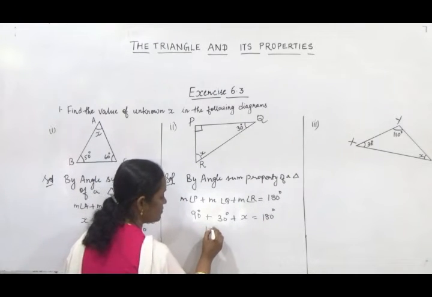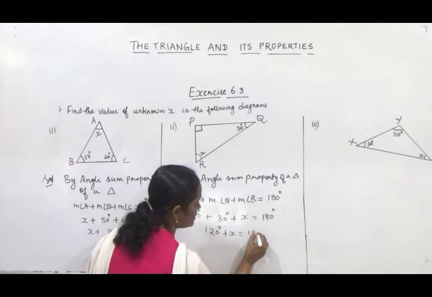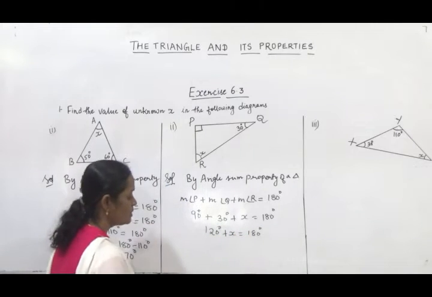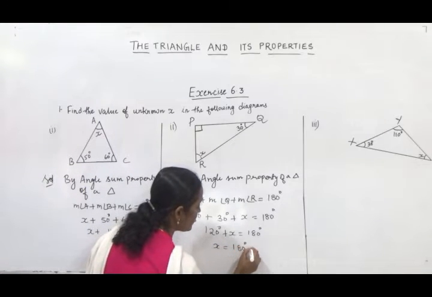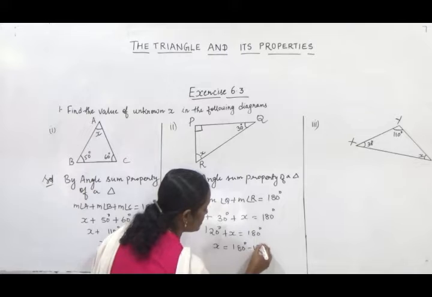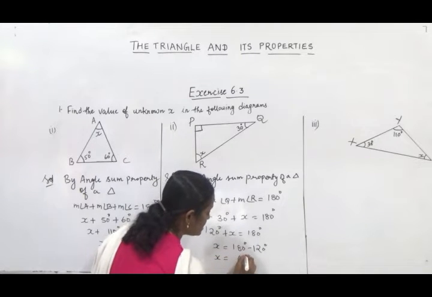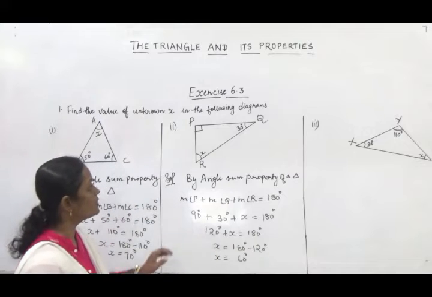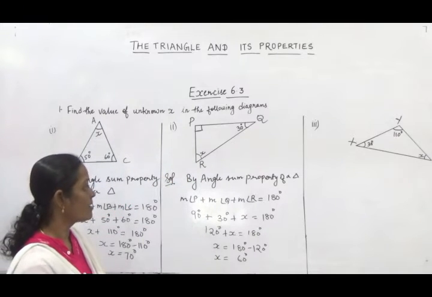90 plus 30 is 120 degree plus x is equal to 180 degree. Now what is the value of x? x is equal to 180 degree minus 120 degree. So x is here 60 degree. So the value of unknown angle x here it is 60 degree.